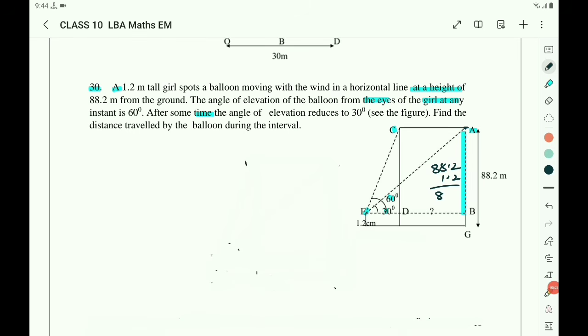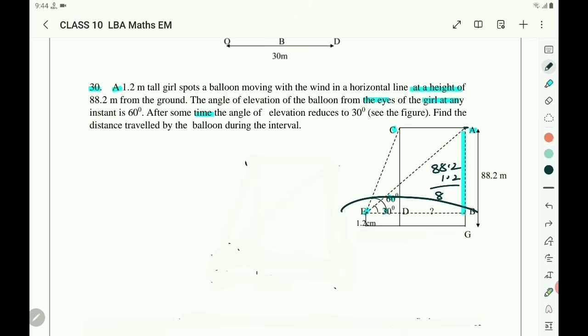What we have to find out? We have to find the distance traveled by the balloon during the interval. This is the initial position. This is the final position. The distance traveled is C to A. CA is to be found. Here if you get DB, that becomes CA. To get DB, what we have to do?